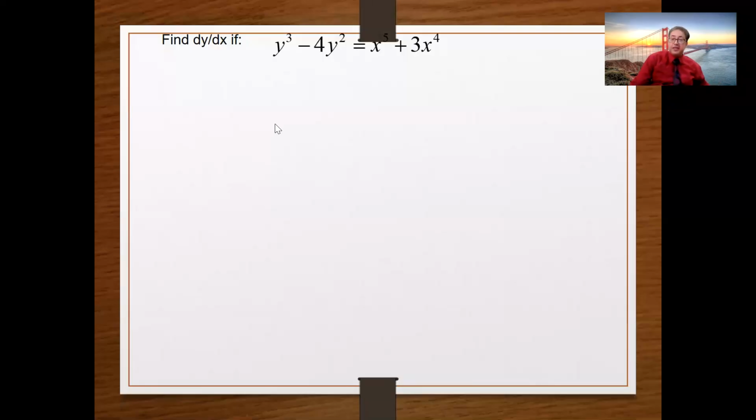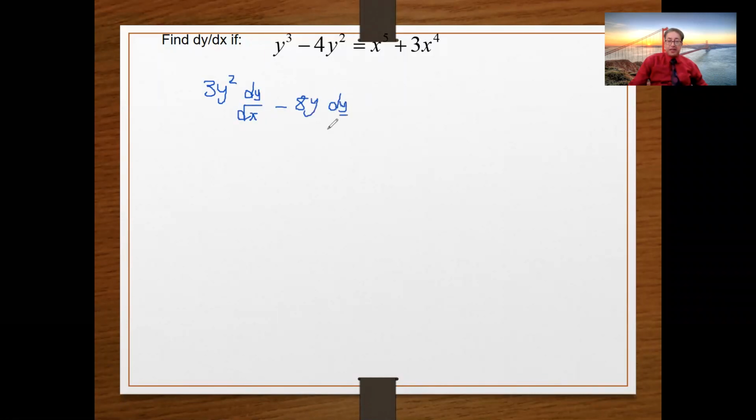Again, we have to what? It's 3y squared times dy over dx minus 8y times dy over dx. For y only, I rewrite it as multiplied by dy over dx. For x, don't care. It's x to the 5, okay? It's 5x^4 plus 12x^3. And now we have to take dy over dx common.